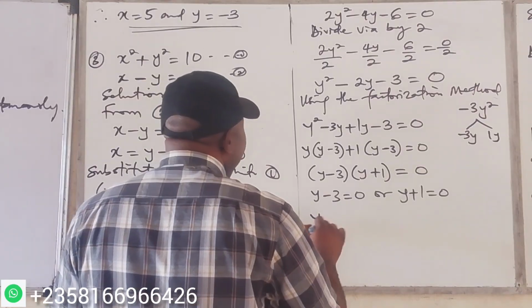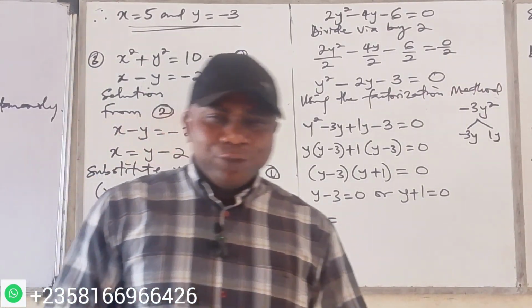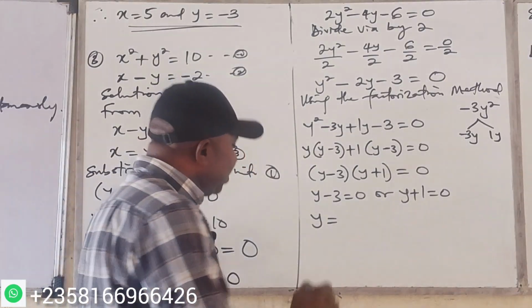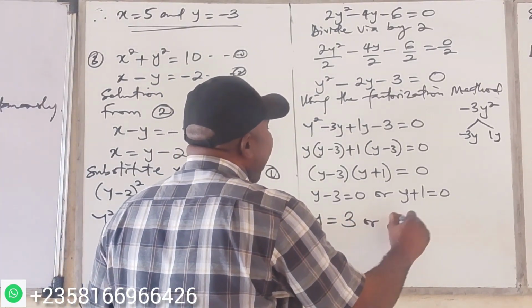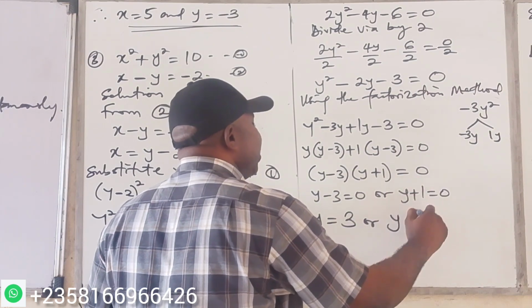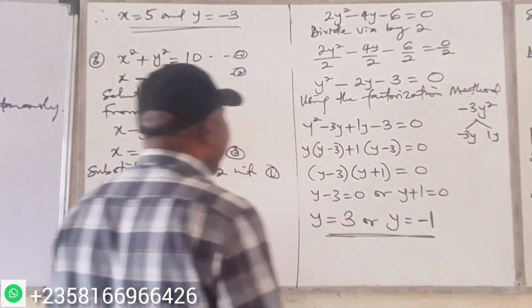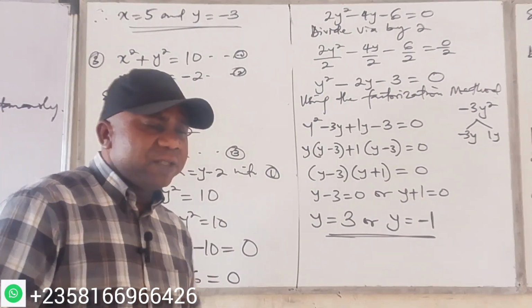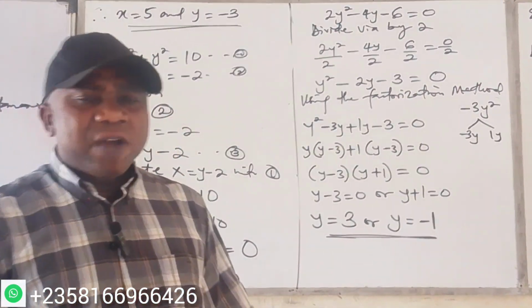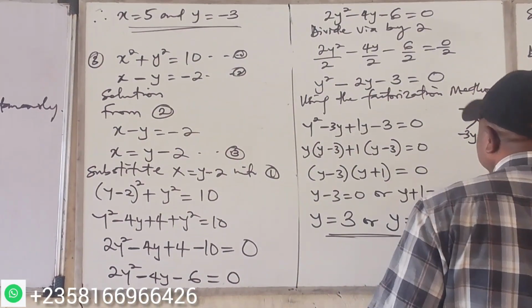So now y will be equal to, if you take this minus 3 to the right hand side, it will change to plus 3. So here we have y is equal to 3, or y is equal to, if you take this plus 1 to the other side, it becomes minus 1. So these are the two values of y. Since we have two values of y, it therefore implies that we must have two values of x. So now let's get the values of x.